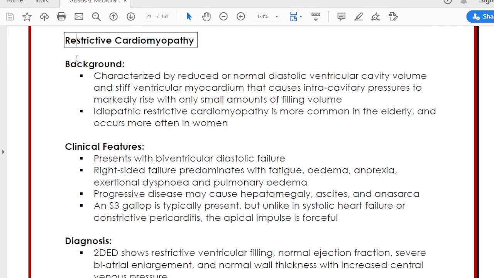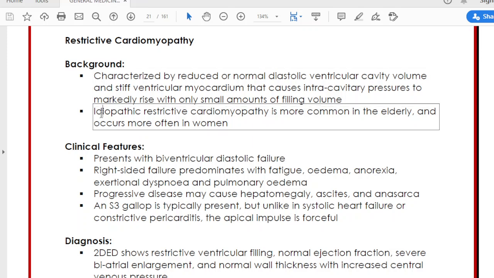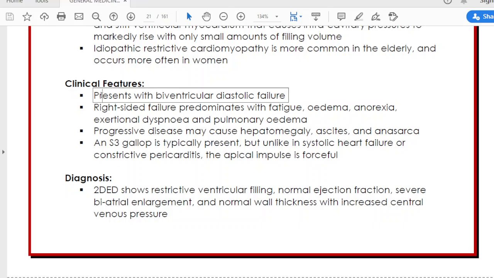Restrictive cardiomyopathy. Background: characterized by reduced or normal diastolic ventricular cavity volume and stiff ventricular myocardium that causes intracavitary pressures to markedly rise with only small amounts of filling volume. Idiopathic restrictive cardiomyopathy is more common in the elderly and occurs more often in women. Clinical features: presents with biventricular diastolic failure.